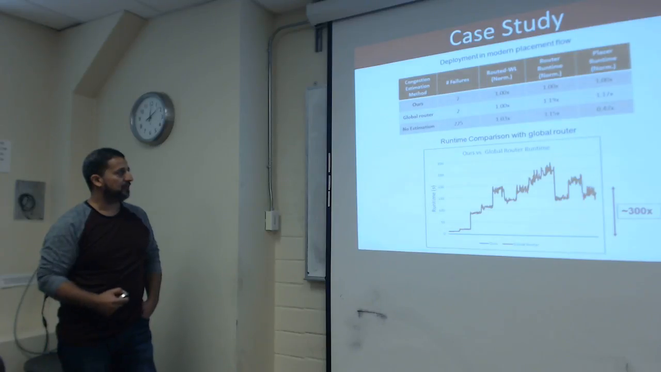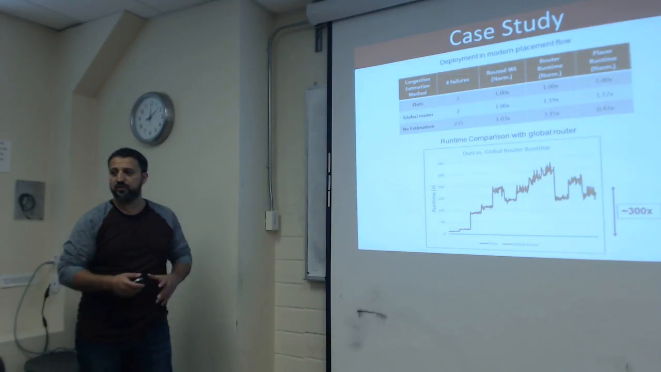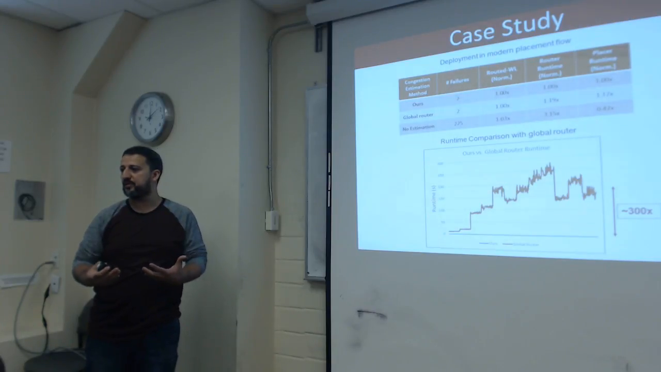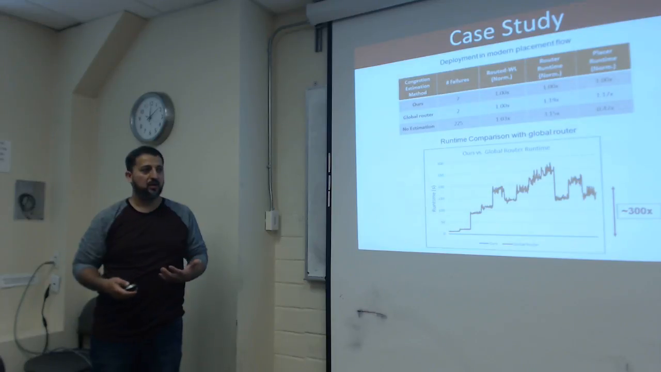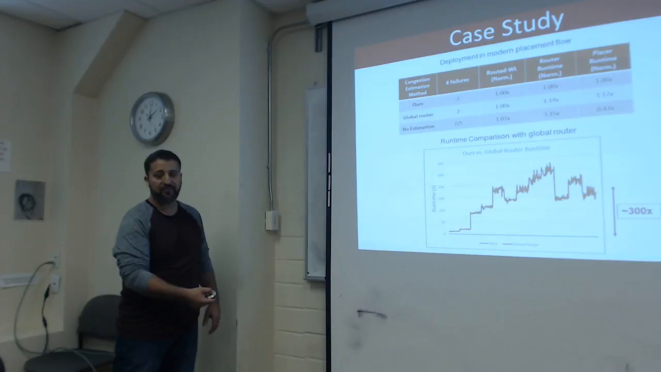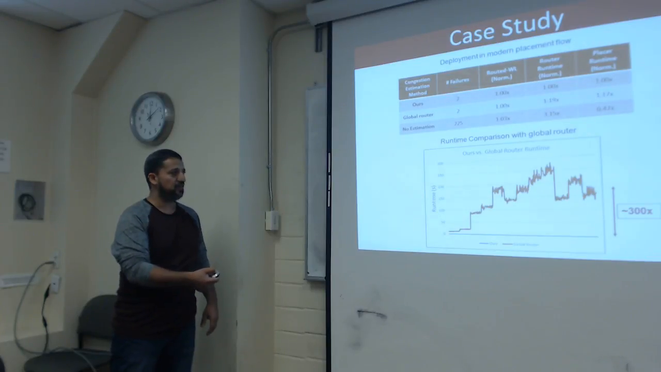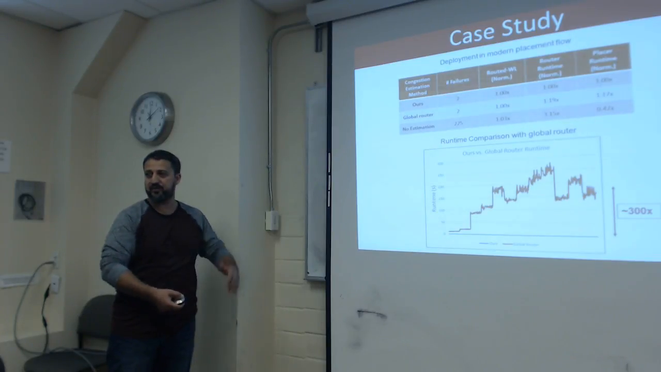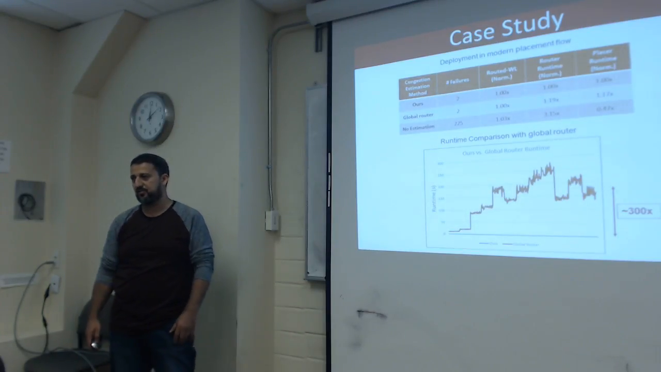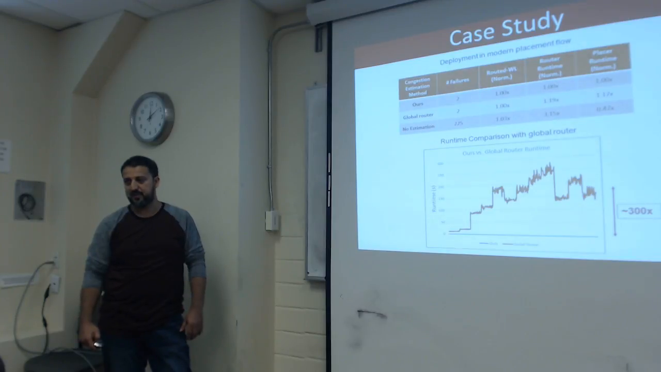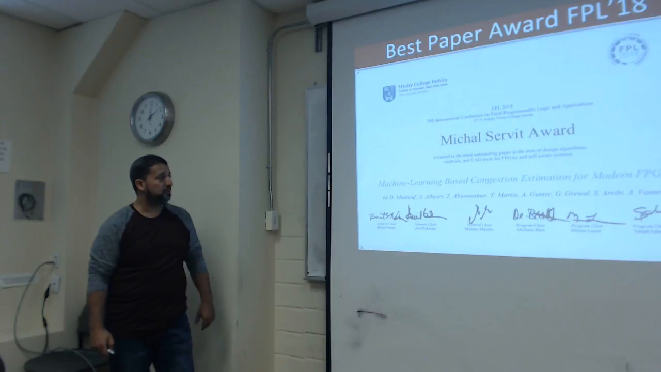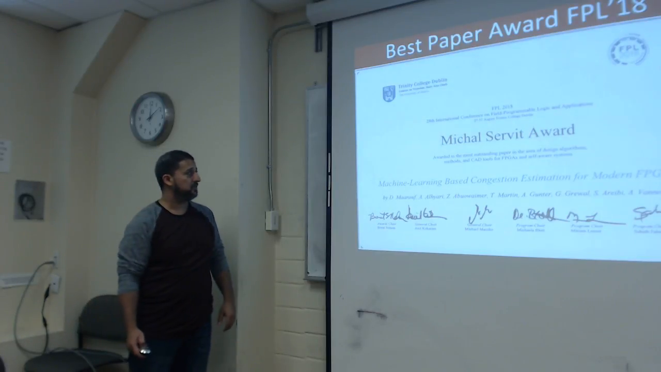Now this shows that if we incorporate that into GPlace, we get almost similar results to what we get using the global router. But of course, this is the runtime for the machine learning, which is fractions of seconds, and this is the global router, which for some cases is close to 300. That's the award that we got for that FPGA paper.